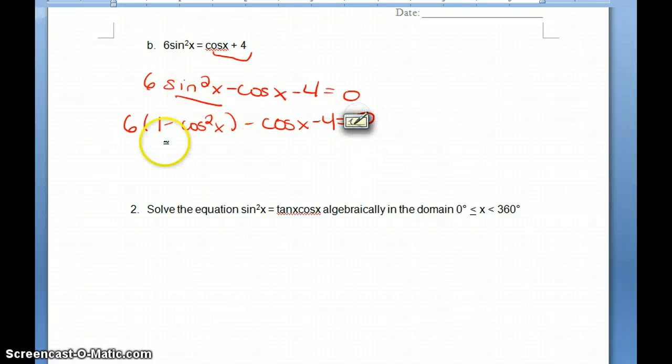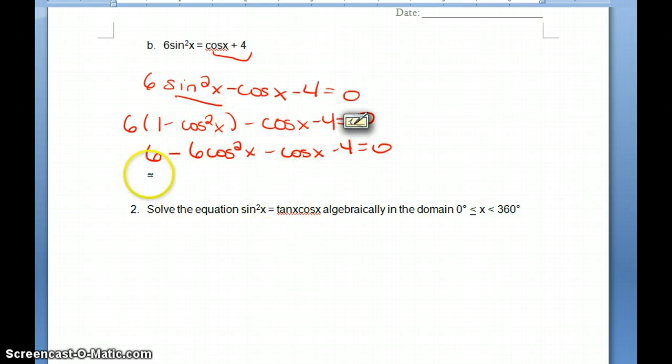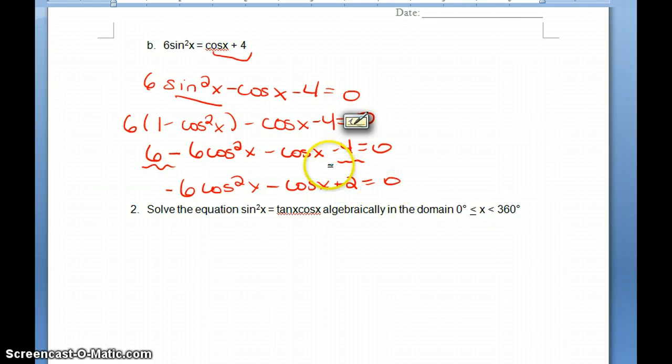Okay. Then we can distribute that 6 there. We'll simplify this a little bit more. So we have 6 minus 6 cosine squared of x minus cosine of x minus 4 is equal to 0. Combine like terms. You guys see where this is headed? We're going to get to some factoring in a bit. Ooh, fun stuff. Okay, so we have negative 6 cosine squared x minus cosine of x. 6 minus 4 is 2, and that is all equal to 0.